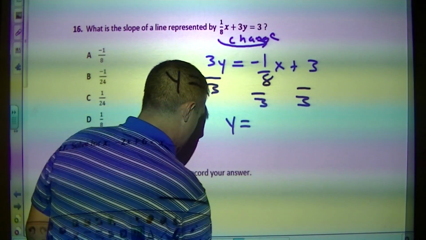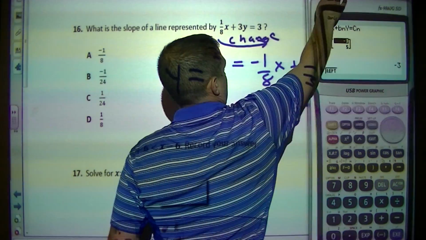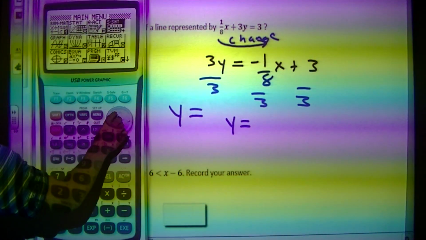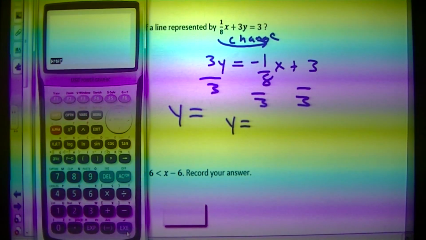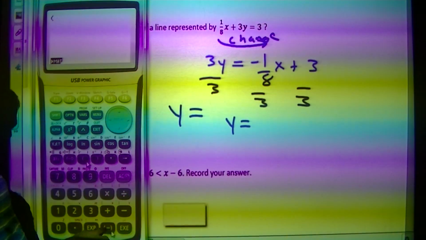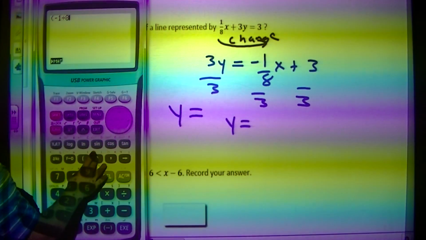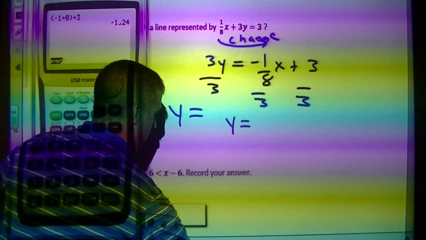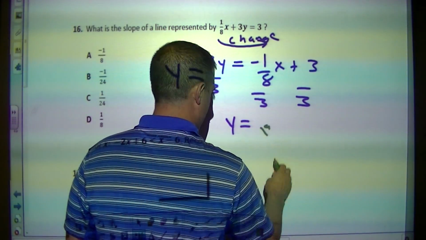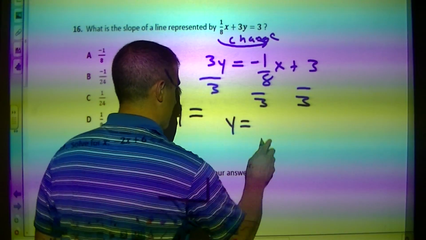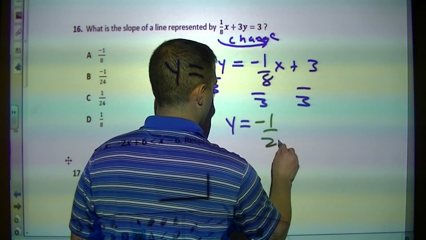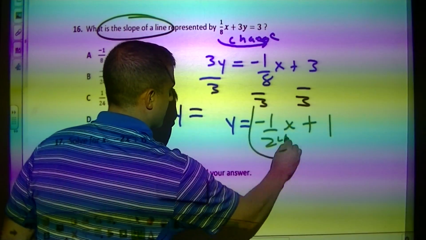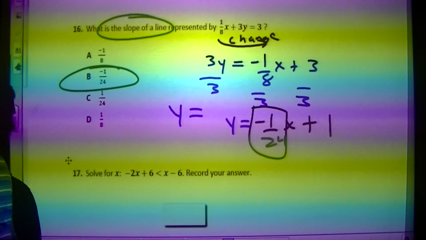Okay, so what I got here is when I go to menu, in graph I got negative 1/8, divided by 3. So as a fraction, that's negative 1/24. So that's going to be negative 1/24 x. 3 divided by 3 is going to be 1. Slope is always the number that's in front of x. So that's why that's going to be my answer.